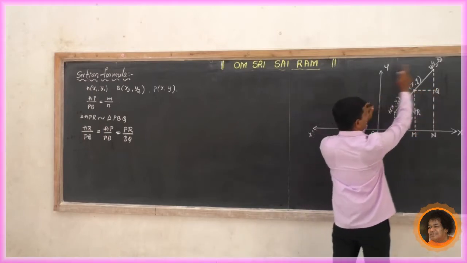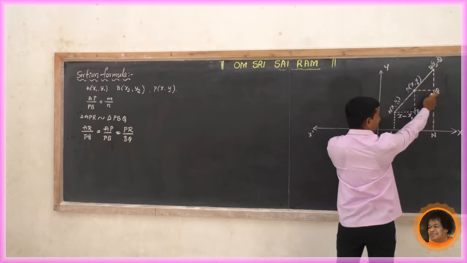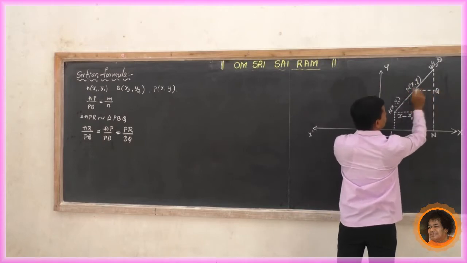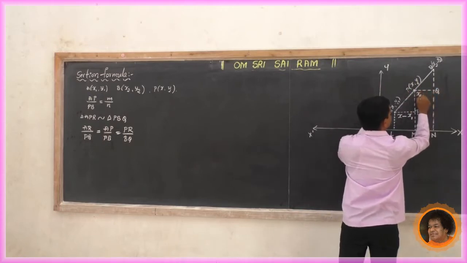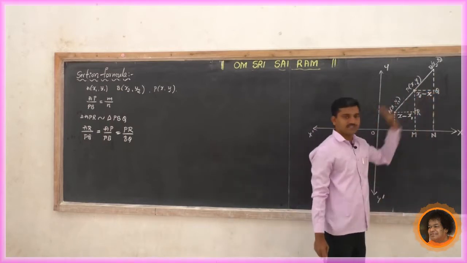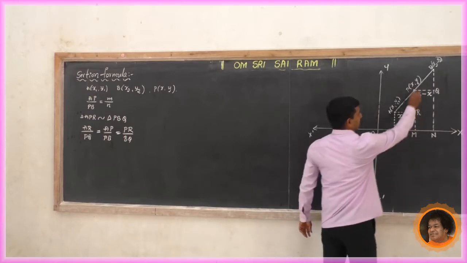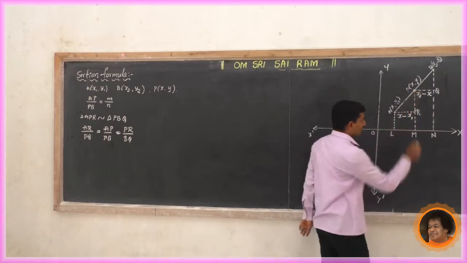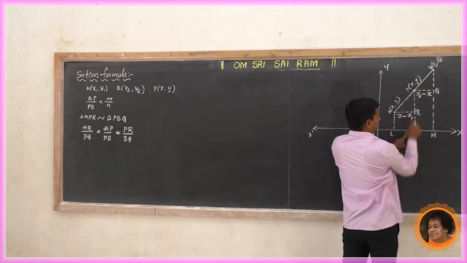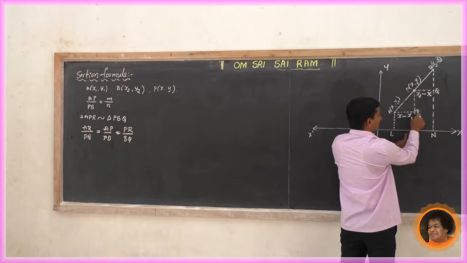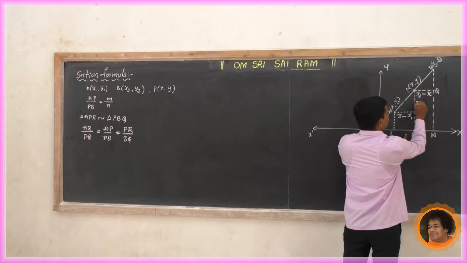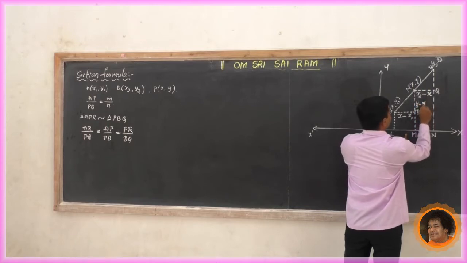So what about the value of PQ? From the y-axis to Q, the x coordinate is x2. From the y-axis to P, it is x. So therefore PQ is x2 minus x. And next PR, what is the value of PR? From the x-axis to P, the y coordinate is y. From the x-axis to R, the y coordinate is y1. So the value of PR is y minus y1.